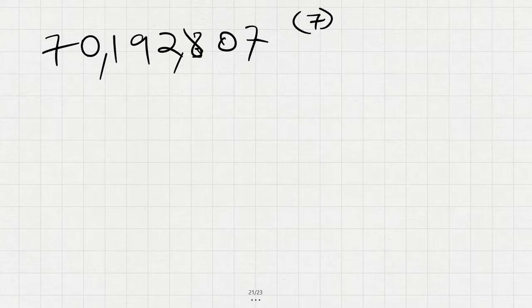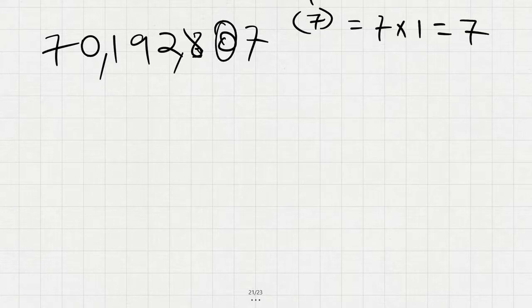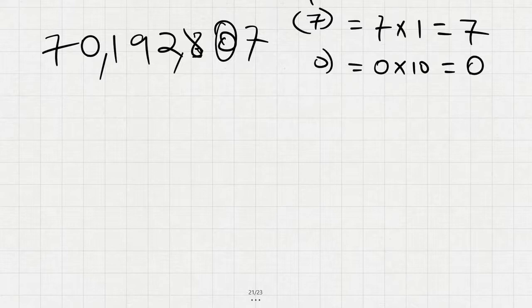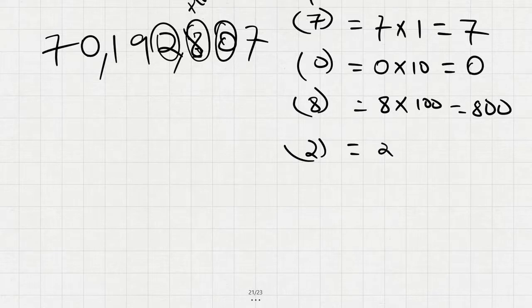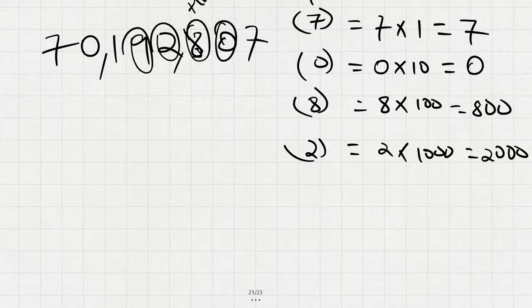If we are asked to calculate the total value, for 7, TV of 7 equals 7 times 1, the answer is 7. The total value of 0 equals 0 times 10, which gives 0, because any number multiplied by 0 gives us 0. The total value of 8 will be 8 times 100, because the place value is 100, so that will give us 800. The total value of 2 is 2 times thousands, and that will give us 2,000. The total value of 9 is 9 times 10,000, because 10,000 is the place value.